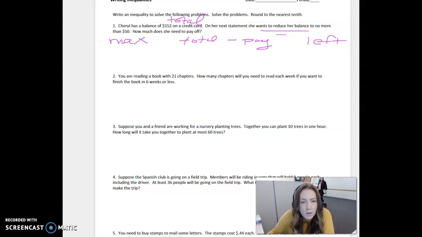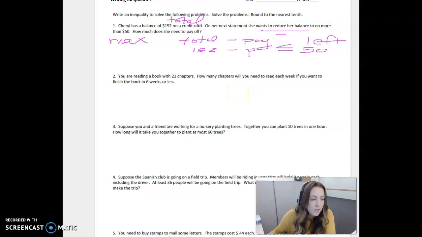Okay, so our total is $152. I don't know how much I want to pay off because that's what they're asking us. And the max I want left is 50. So since that's the most, I want the big part of the inequality symbol to be by that number. So that's how I think of it.